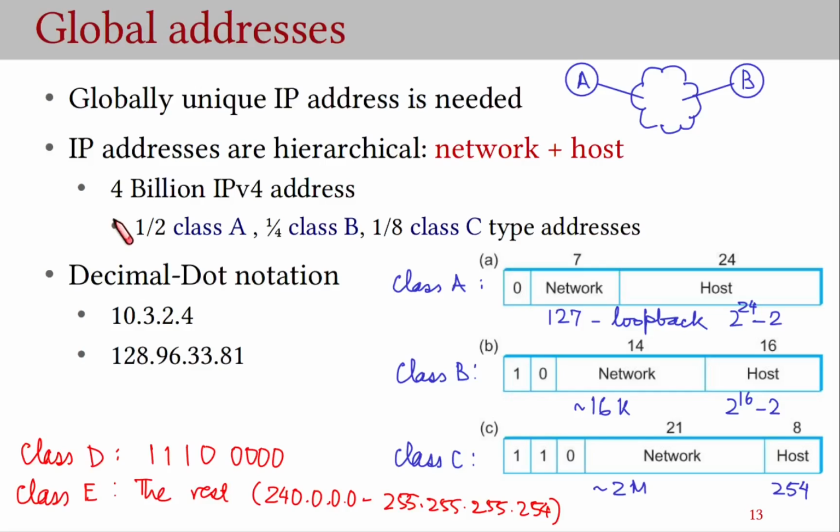And thus about half of all possible IP version 4 addresses are class A addresses, a quarter are class B addresses, and 1/8 are class C addresses. The familiar way of writing IP version 4 addresses, like 10.3.2.4, is called decimal dot notation. We separate the 4 bytes with a dot, and we write each byte as its decimal value.